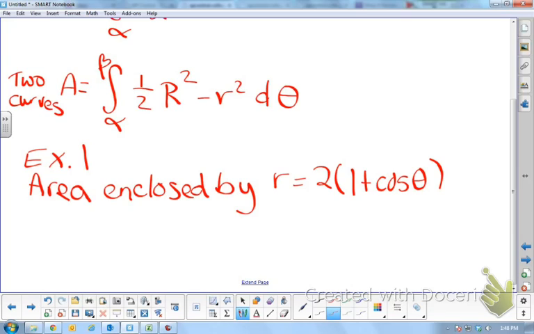We showed the general idea. This one, we need our picture first. They usually do provide the picture when it's asking an area question. Not always, but for the most part. This one, we're going to use our calculator to get the picture because I didn't write it down beforehand. 2 times 1 plus cos theta.